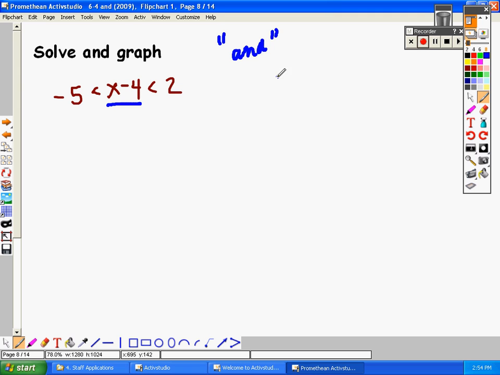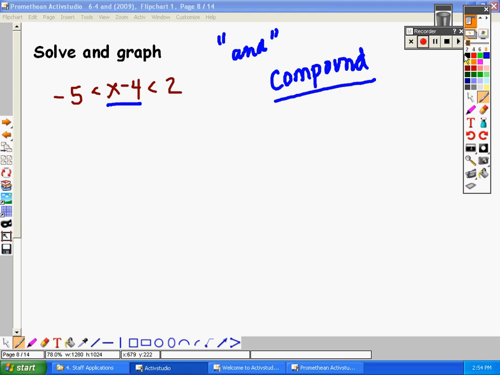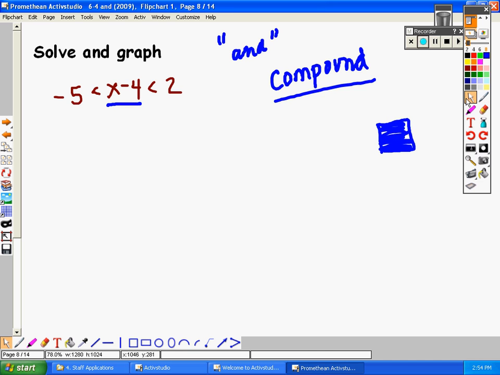This is what we call a compound inequality. And it's called a compound inequality because there's two things happening at once. If you take this and you cover up half the problem, it's two inequalities. You have x minus 4 is less than 2, but then you have another inequality. You have -5 is less than x minus 4. So again, when there's two inequality signs, that's why we call it a compound inequality.